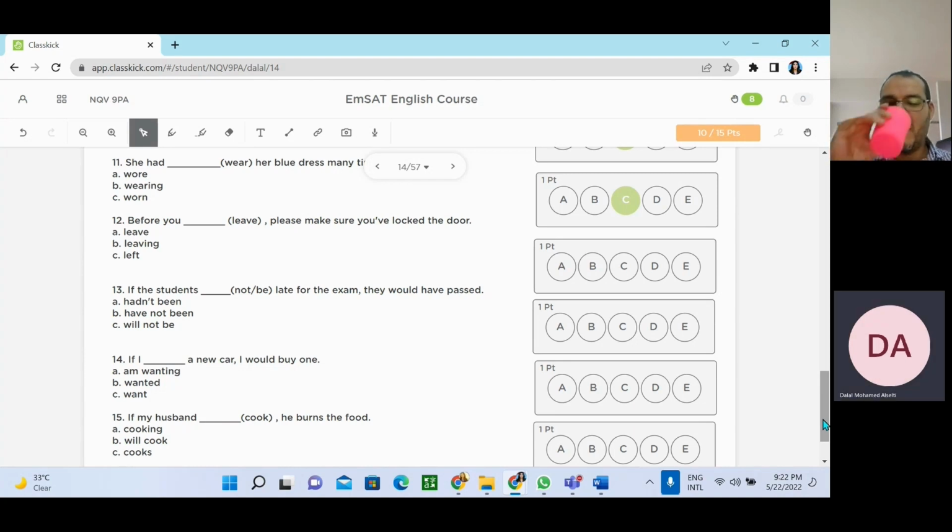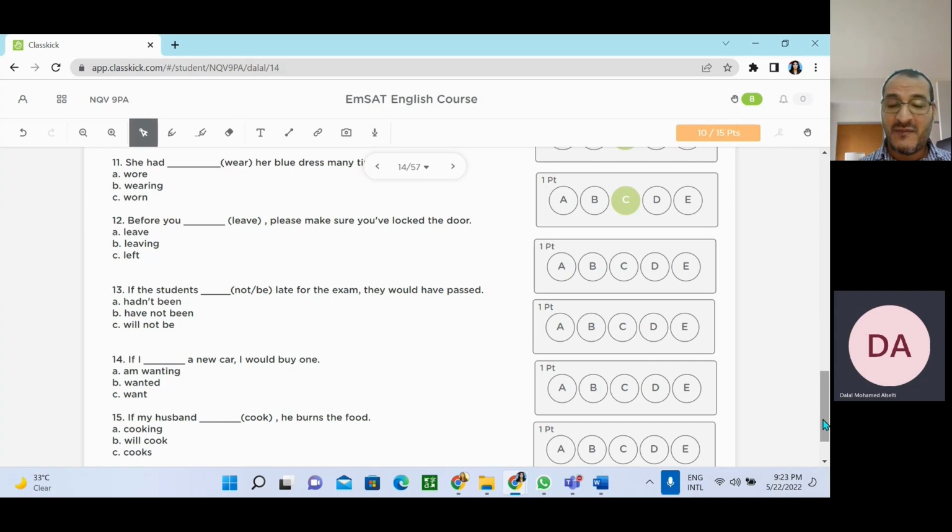Before you leave, please make sure you have locked the door. So what's the tense in the second part? Please make sure you've locked the door. This is present perfect, right? Yes, this is present perfect. So all the tense would be present. The first part present, the second part present, even though the second part is present perfect. That means we must use present tense in the first part as well.